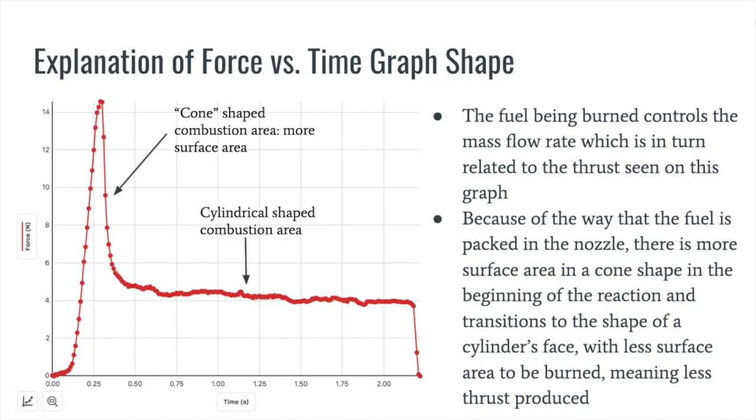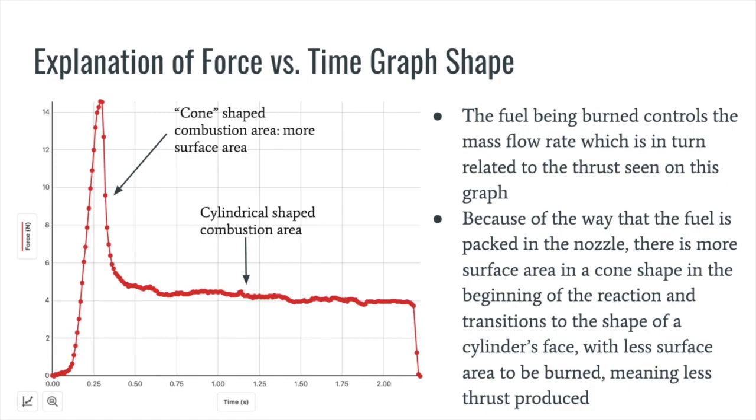The gunpowder is pressed such that there is a cone shape at the nozzle, which increases the surface area available to be burned. This greater surface area available is responsible for the initial bump in the graph. As the gunpowder is consumed by the reaction and the flame front moves into the propellant, the shape of the surface area changes to the cylindrical cross-section of the propellant.